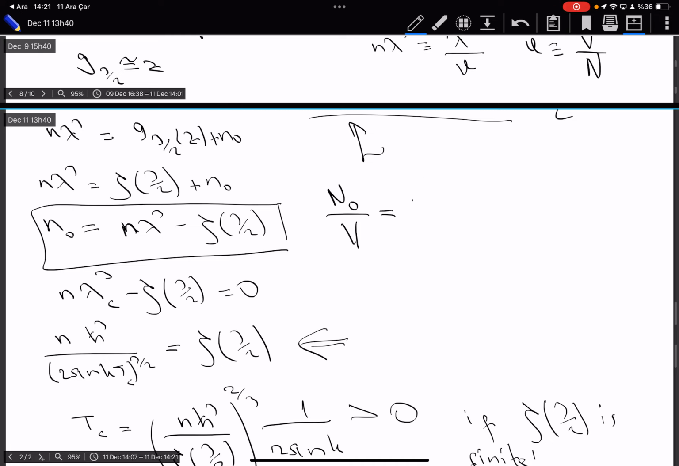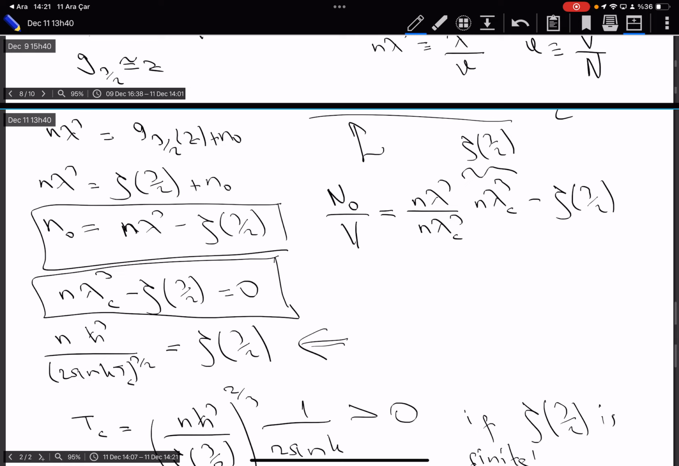Let me write it slightly differently. N lambda cubed divided by N lambda_c cubed times N lambda_c cubed. I basically would like to get rid of some coefficients. Minus zeta 3/2, but this is zeta 3/2. That is the definition of the critical temperature or the critical wavelength. You see, I have this equation over here. In that ratio, I would get T critical over T to the power 3/2.